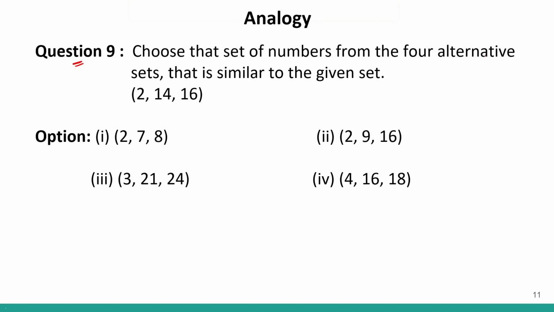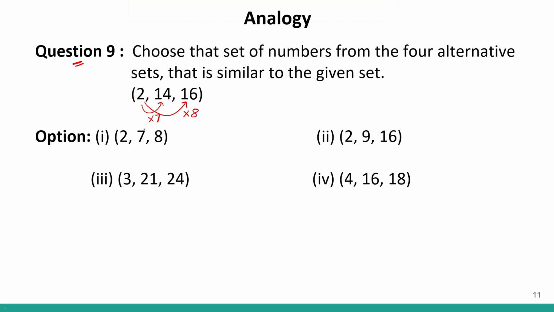Choose that set of numbers from the 4 alternative sets which is similar to the given set. So we have a set over here. First, we have to identify the relationship between these numbers, and then we have to identify which set among the 4 options has the same relationship. Okay. So between 2 and 14, I can see this is multiplication by 7 and this is multiplication by 8. Correct? Multiplication by 7, multiplication by 8.